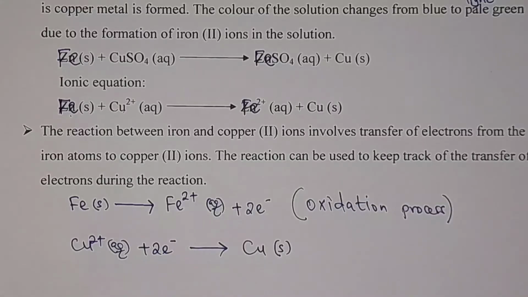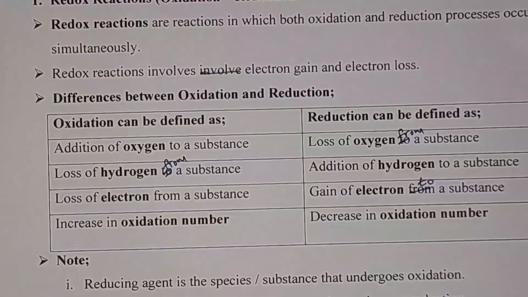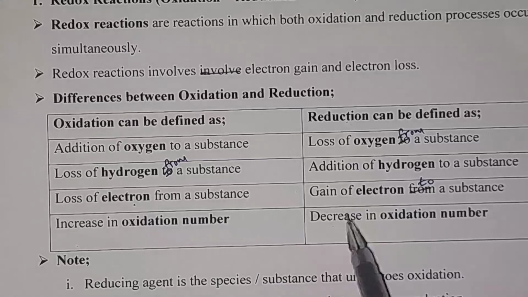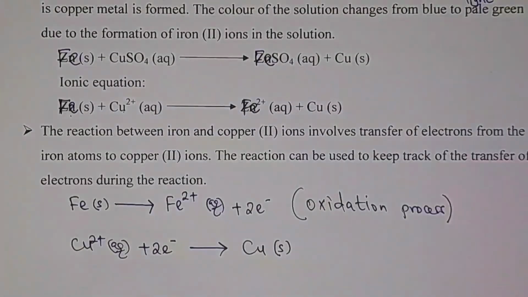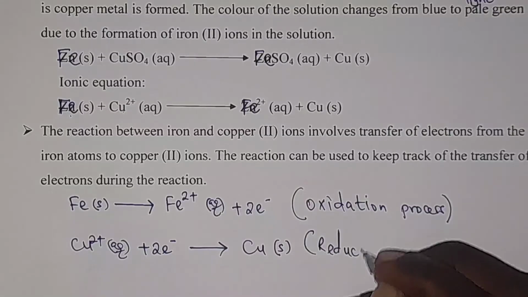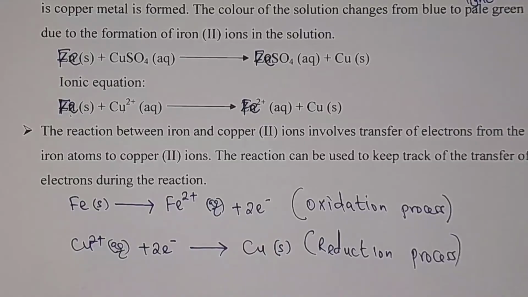So what is gain of electron? Gain of electron is reduction. Oxidation is loss of electrons, so reduction is gain of electrons. So this will be the reduction process. Remember, during the exam, you can be told to write the half ionic equation for the oxidation process and also for the reduction process. That's how we are going to write.